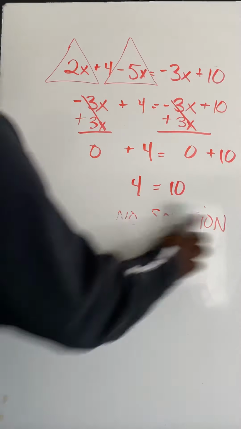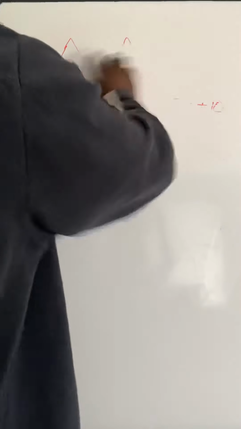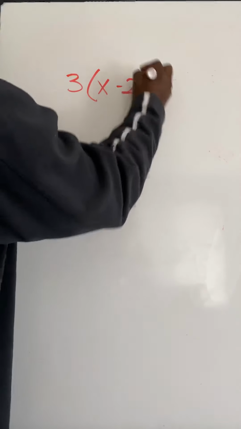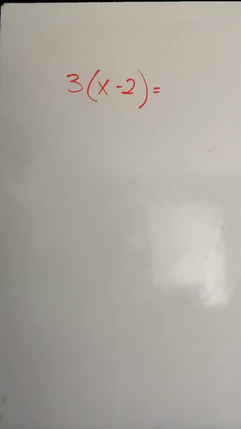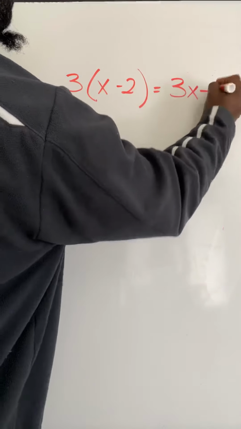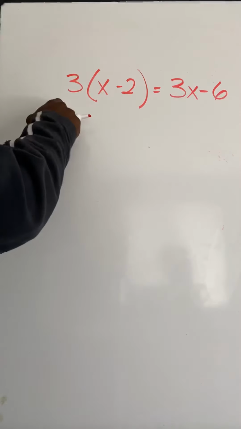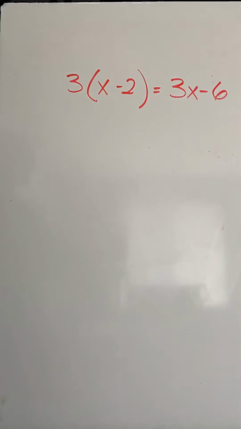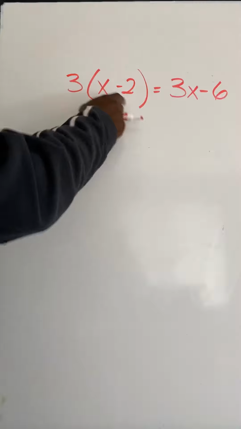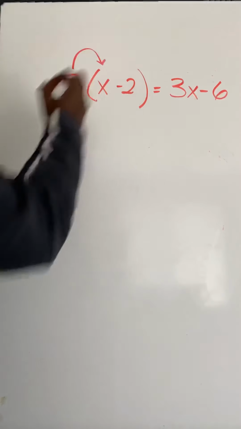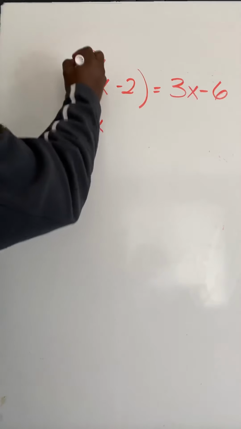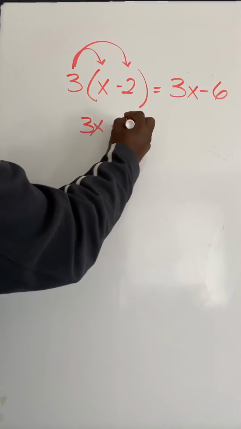Okay, one more example here. Now, what happens when this happens? So let me write this example down. We got 3 times x minus 2 equals 3x minus 6. So I look at this and I see the parentheses, and I know that I have to multiply inside the parentheses and distribute multiplication to each term inside of the parentheses. And remember, there's 2 terms in here, 1 and 2. So 3 times x, I get 3x. 3 times a negative 2, I get a negative 6.